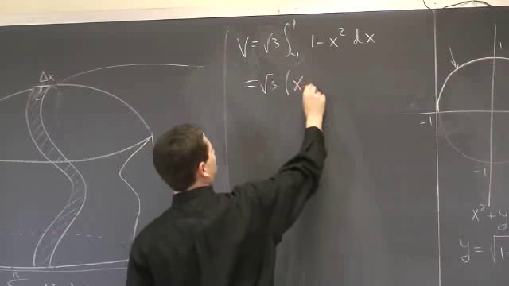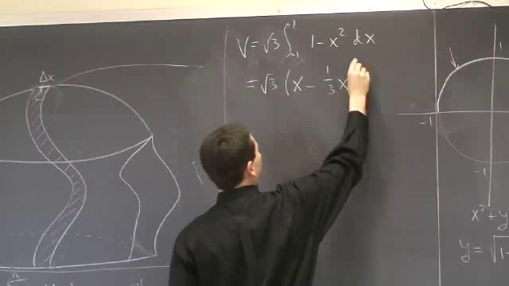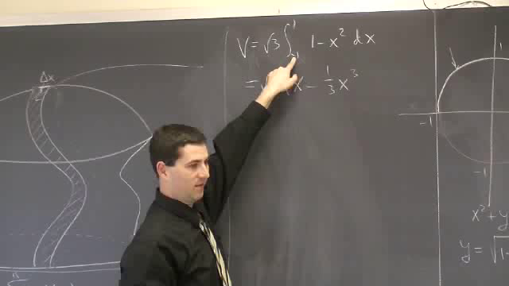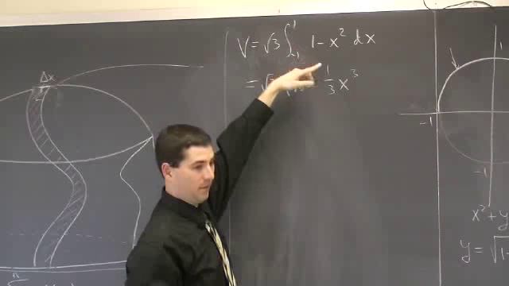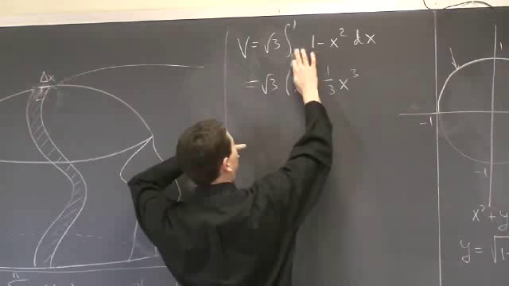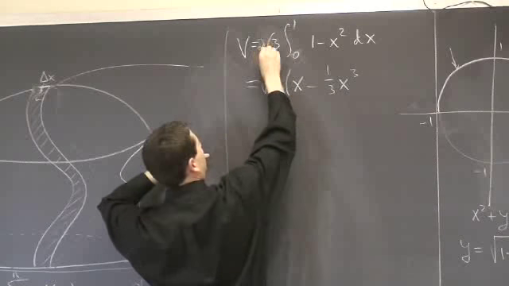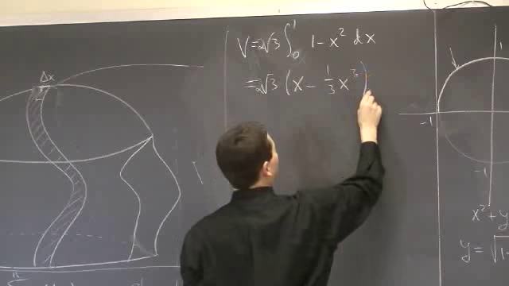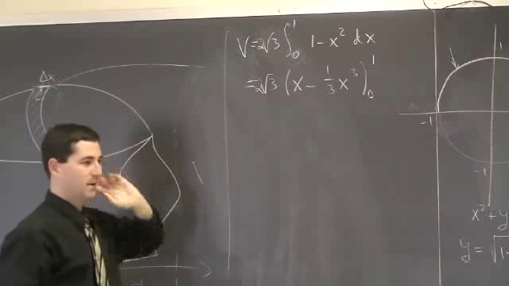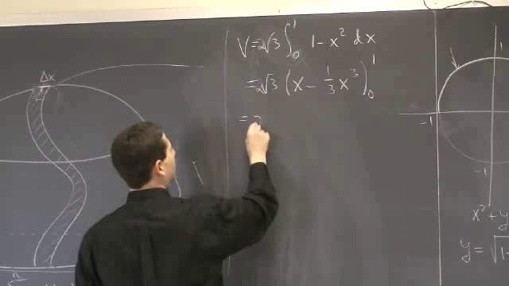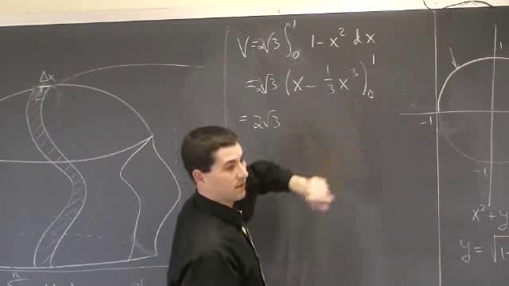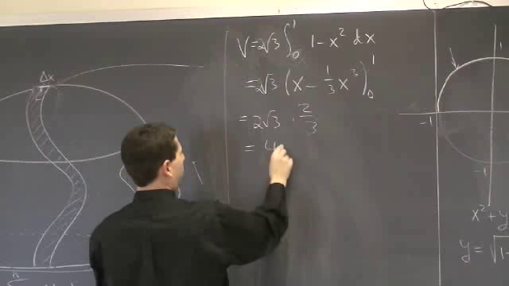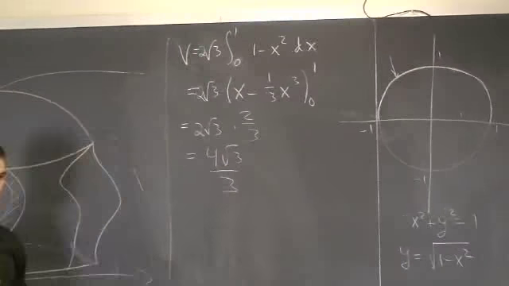Let's see here. So x minus a third x cubed, right? Actually, you know what I would want to do is I know this thing is going to be symmetric about the origin. So I actually am going to turn this into 0 to 1 and put a 2 out front. Because then I don't have to evaluate at minus 1. And I just get 1 minus a third, which is 2 thirds. So 4 root 3 over 3.